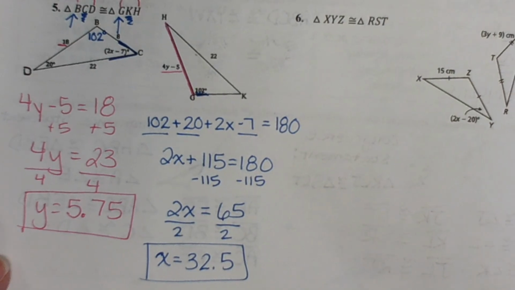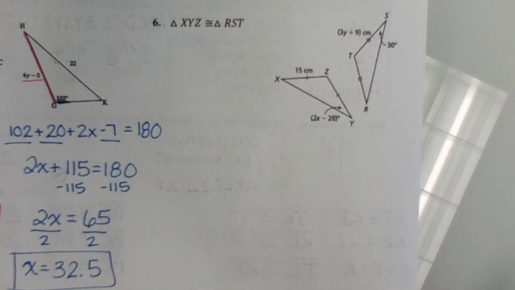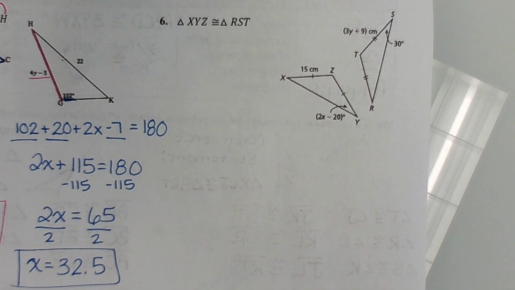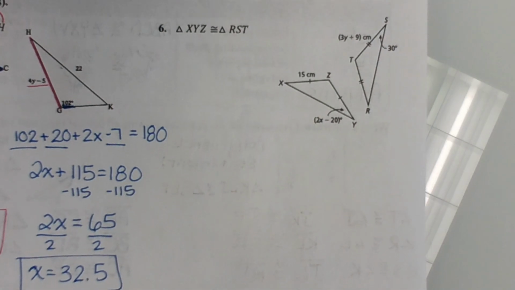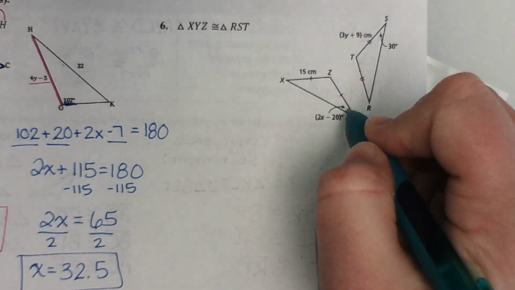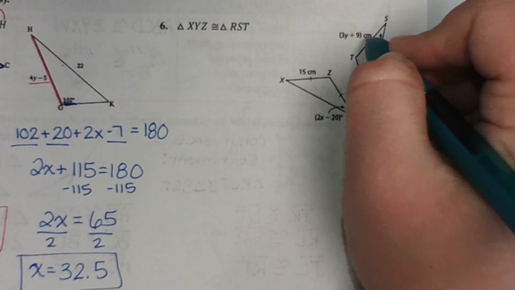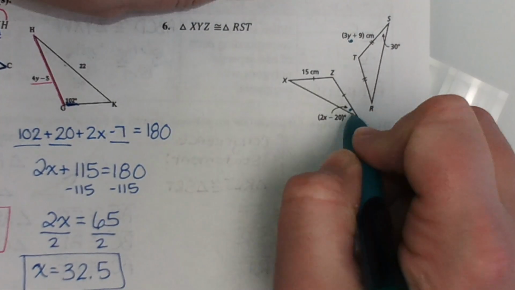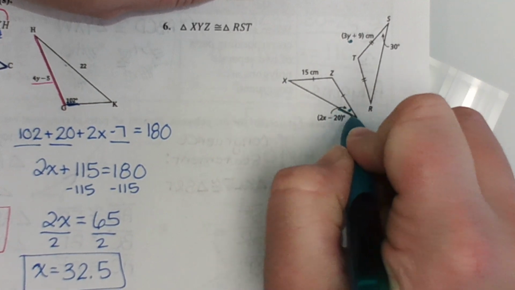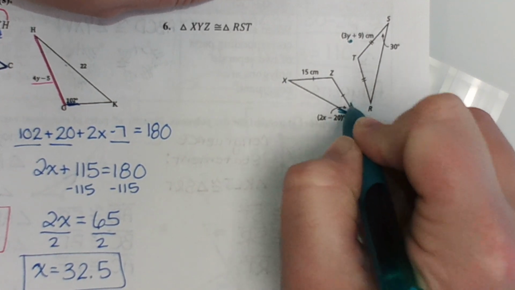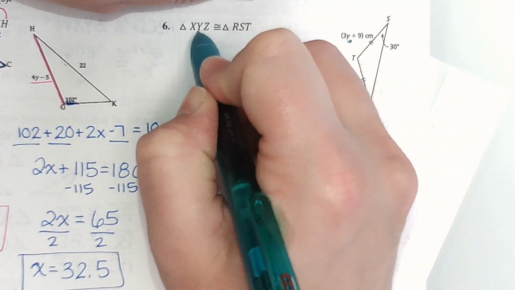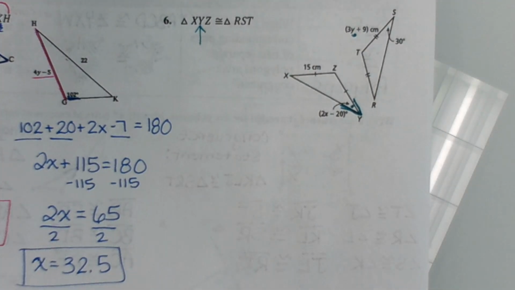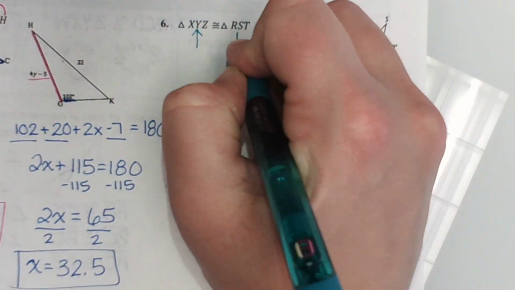Let's take a look at B. Triangle XYZ is congruent to triangle RST. I see my X is here, I see my Y is here. Do you want to solve for X or Y first? X. X is right here in angle Y. Angle Y should match up with which angle? S. They're both the middle letter.